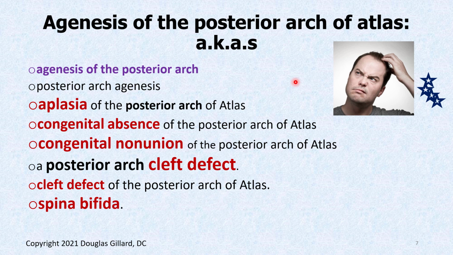Now, the terminology is a little confusing for this agenesis of the posterior arch. So look at all these AKAs. I know they should get together, these authors, and get rid of some of these terms, but they don't. So agenesis of the posterior arch, aplasia of the posterior arch of Atlas, congenital absence of the posterior arch, congenital non-union, and you can read this just as well as I can. Posterior arch cleft defect, or sometimes just cleft defect by itself, or cleft defect of the posterior arch. And then Joachim calls it a spina bifida, which really it is a spina bifida, but he's the only one who seems to do that.